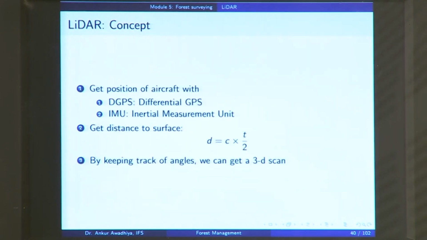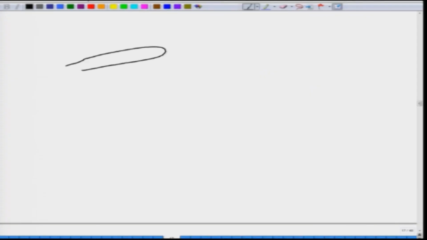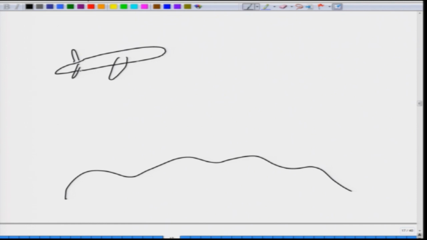Next, how does the LiDAR work? What is the concept of a LiDAR? In the case of LiDAR, you have an aircraft going above the ground. Here you have an aircraft, here you have the ground level, and this aircraft has a laser which it is pointing downwards.